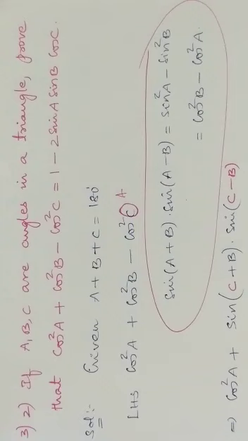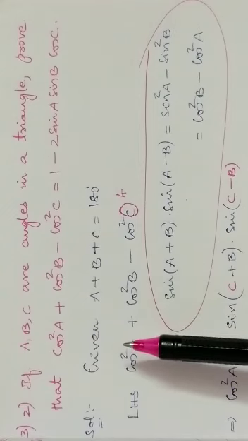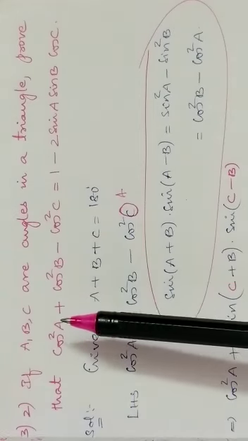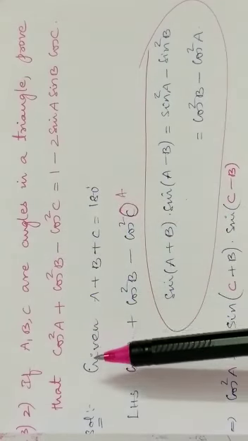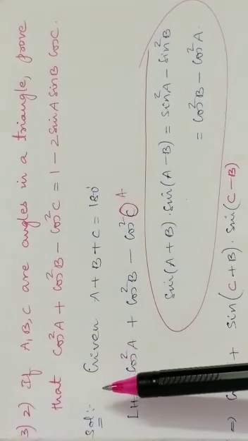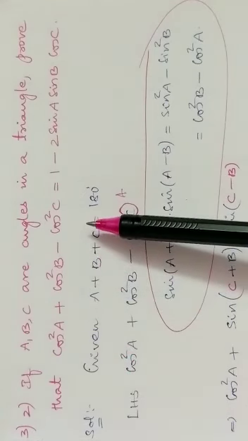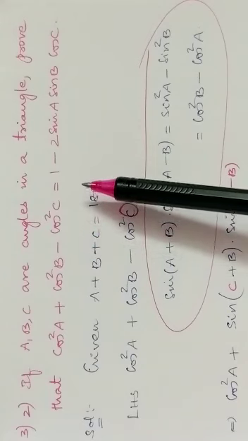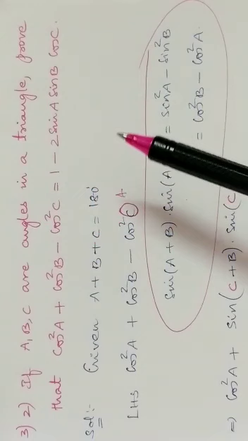Now we will do one more problem in trigonometry up to transformations. If A, B, C are angles in a triangle, prove that cos square A plus cos square B minus cos square C equal to 1 minus 2 sin A sin B cos C.